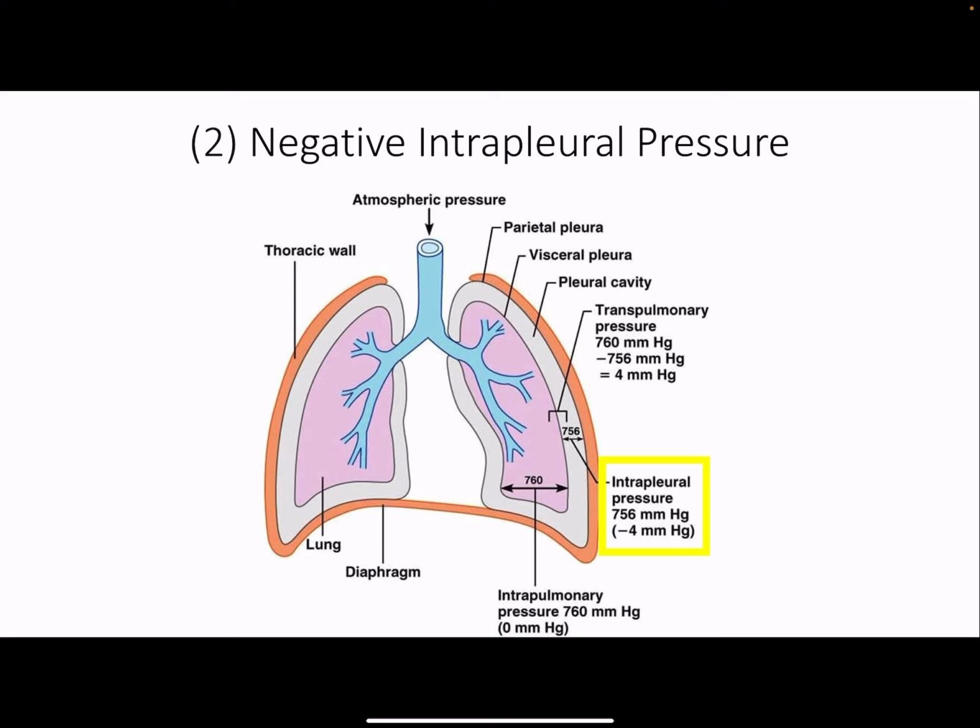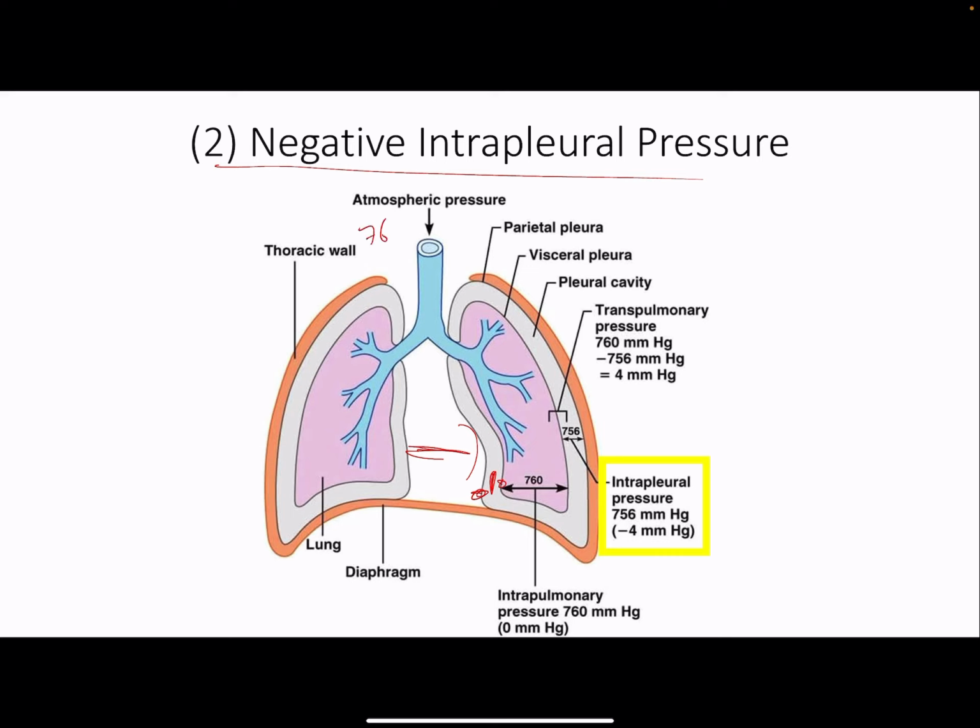So surfactant reduces surface tension. That reduces the collapsing pressure. That is one explanation. The second piece of the puzzle is the negative intrapleural pressure. So again, this is our mediastinum. This is where our heart goes. This is the cardiac notch. Here is our parietal pleura. This is our visceral pleura. And then here is the intrapleural space.